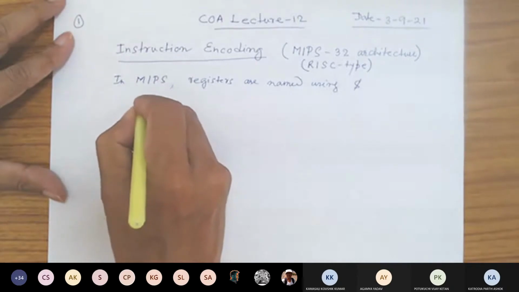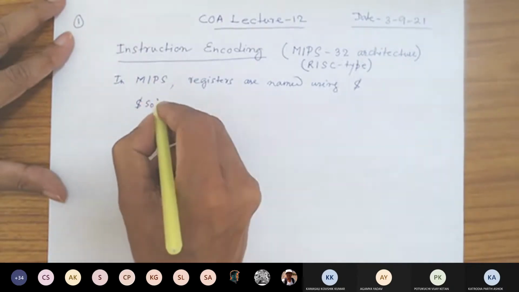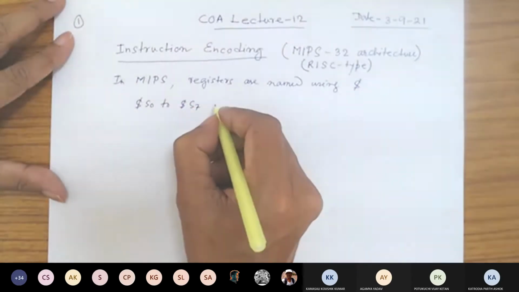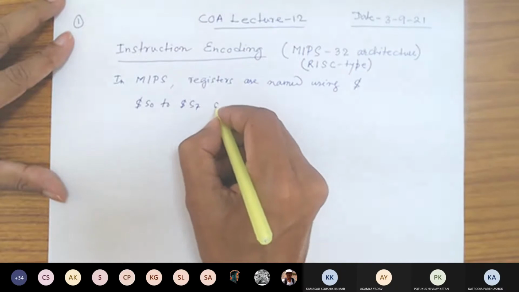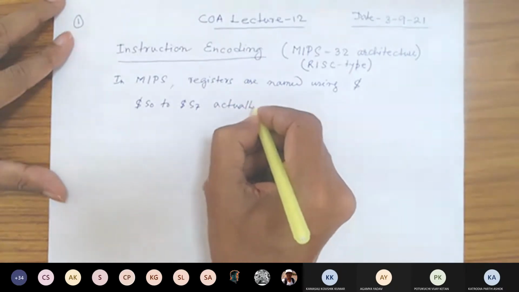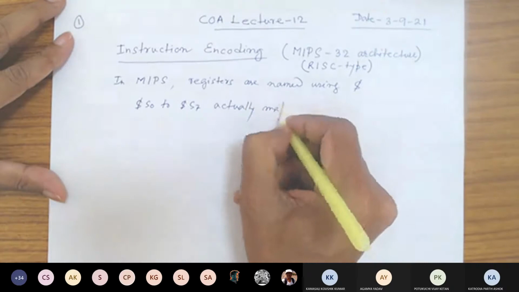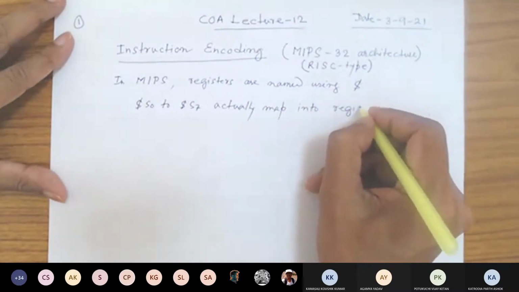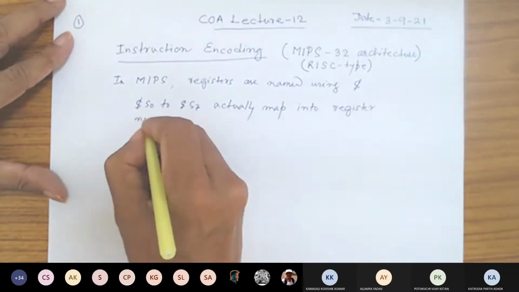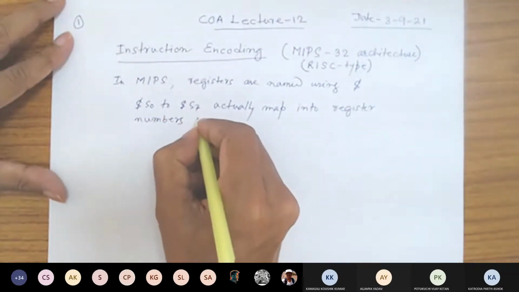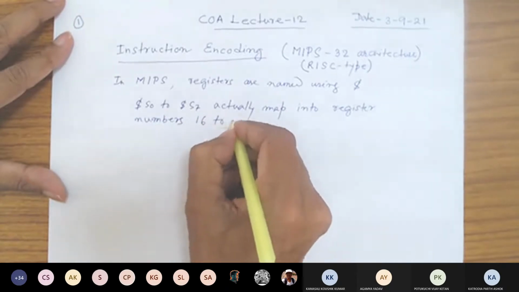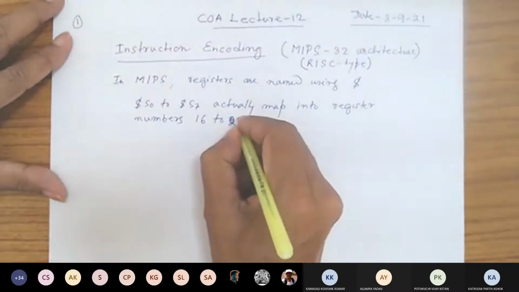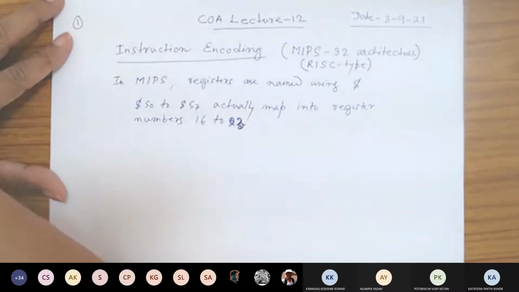So for example, $S0 to $S7 actually map into register numbers 16 to 23. Sorry, 16 to 23.